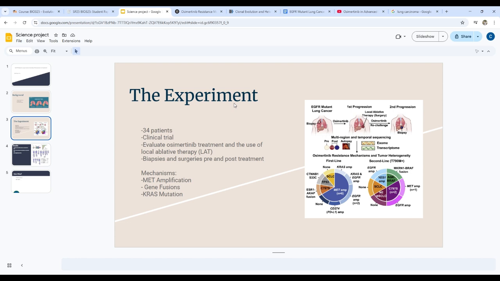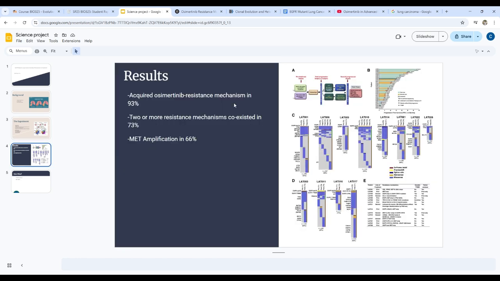If we look at the results of the experiment, they took these 34 patients, gave them the treatment, and went back, and we can see that for osimertinib resistance, there was some sort of mechanism in 93% of the patients. And 34 is a pretty good sample size. Two or more of these mechanisms coexisted at once in 73%, and MET amplification was the highest one for most, in 66% of the patients.